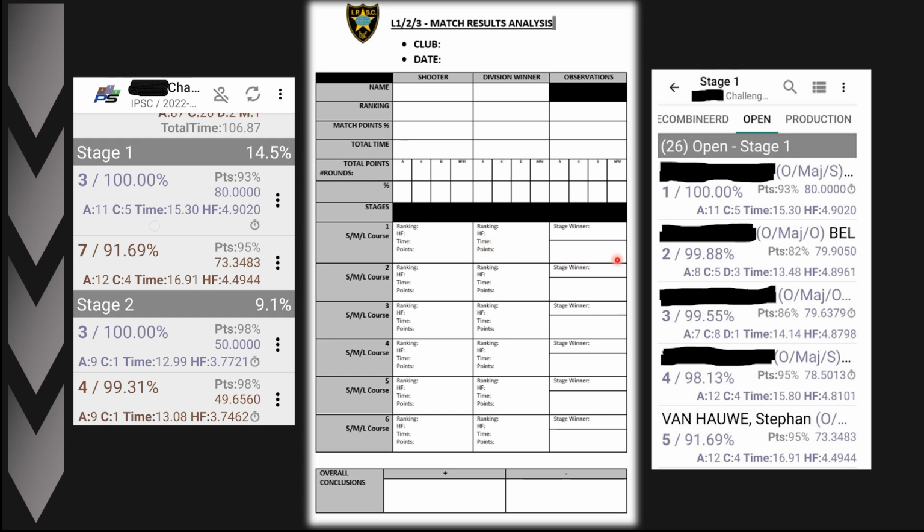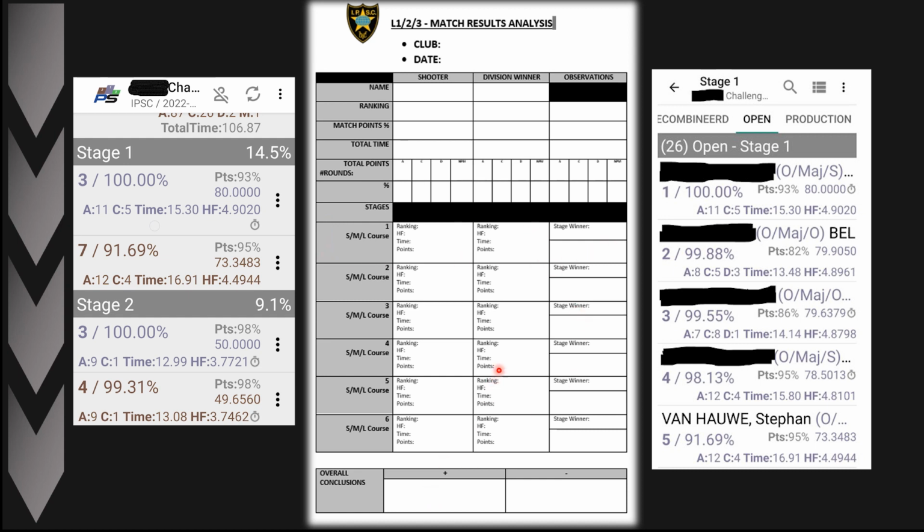I will note it down together with, for example, did I have a malfunction, how did I solve it, did I run a different stage plan, a couple of things that I will note down here. And above, I will per stage also log who the stage winner was, with the time that he or she shot it, as well as the points they got, and then also see what the delta is between myself and the stage winner, and the division winner and the stage winner. There's a lot of information you can actually deduct from that analysis.